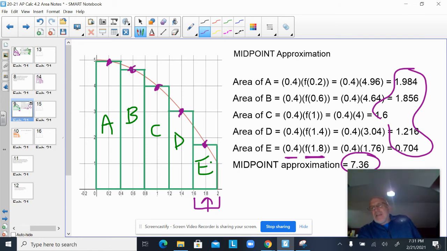And again, in this case, it might be a better approximation because some of the errors are above, some are below, but that depends on the curve.